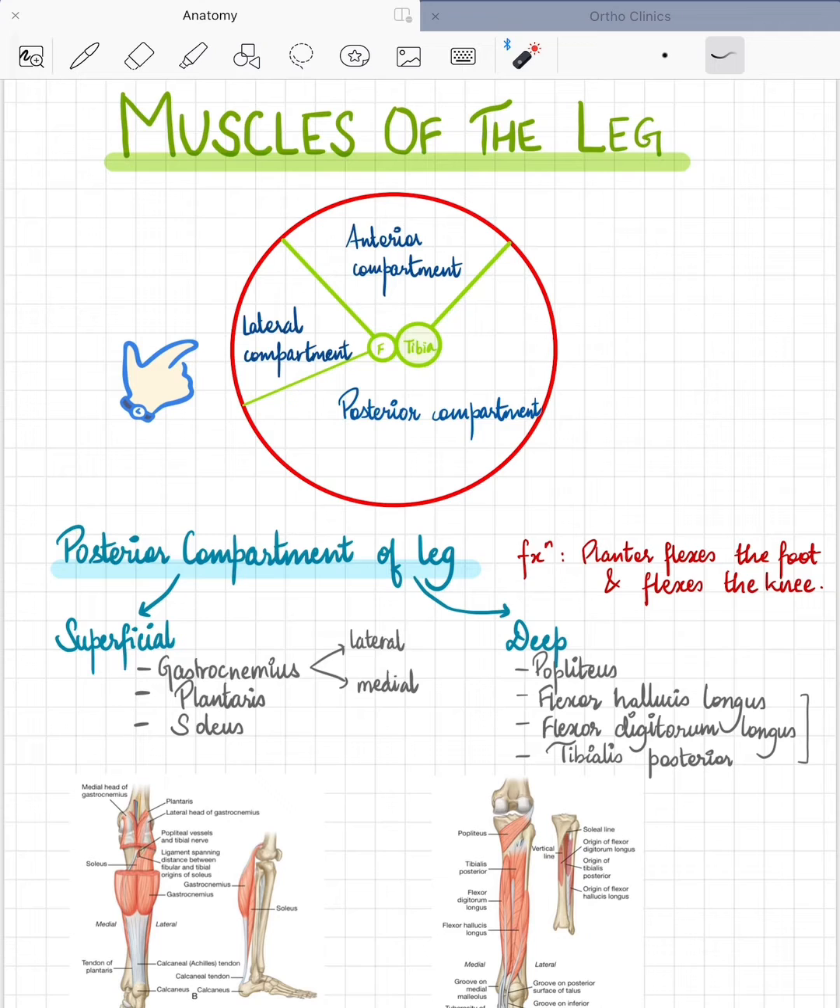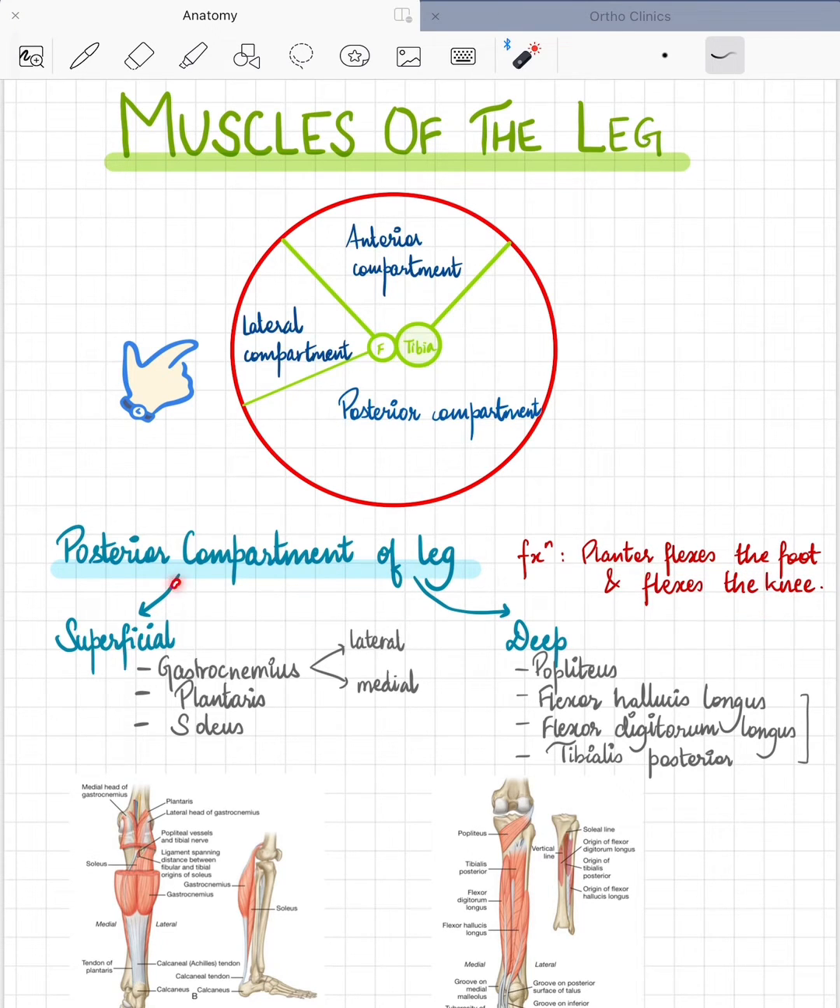Let's talk about the muscles of the leg. The muscles of the leg are divided into three compartments: the posterior, the anterior and the lateral compartment. The posterior compartment is the largest one, and its function is to plantar flex the foot and flex the knee.